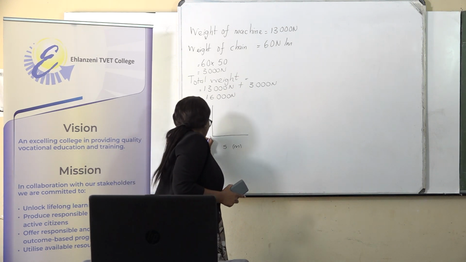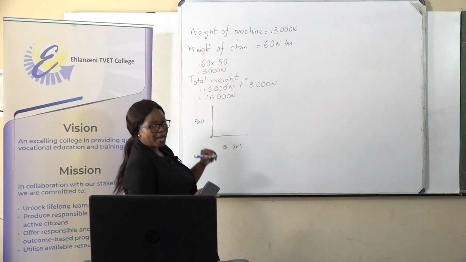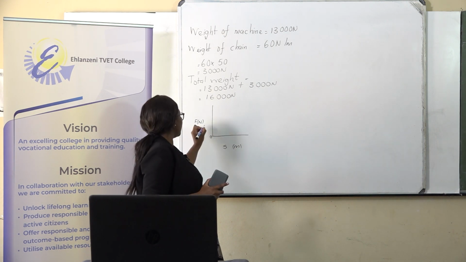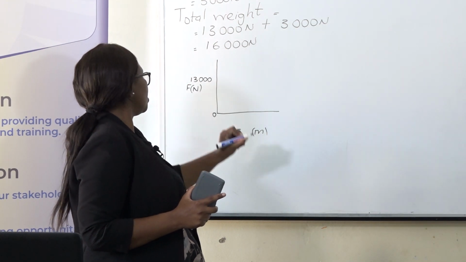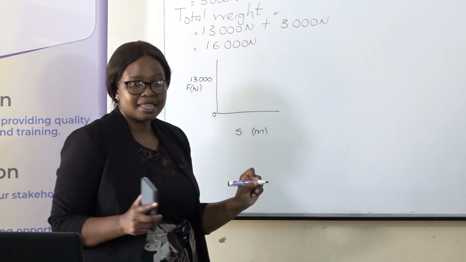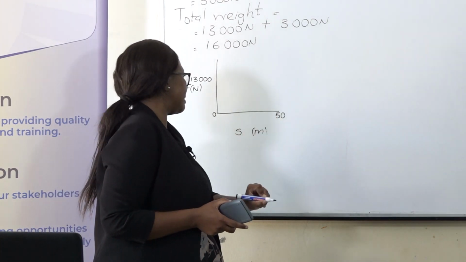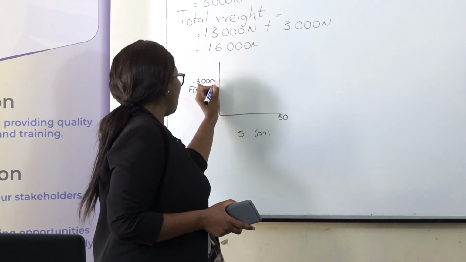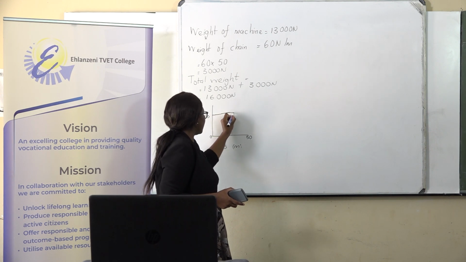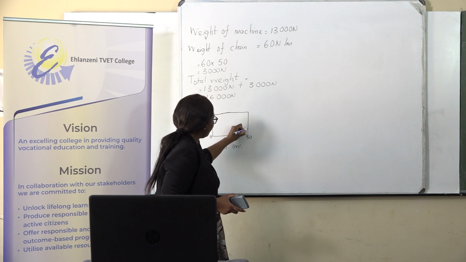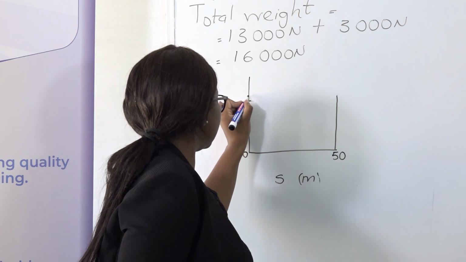And here we are going to put our weight, which starts at 0. Our total weight of the machine is what? 13,000 newtons. And the distance that the machine has traveled is 50 meters. So here we are going to put our first force and the distance that it has traveled with your pencil and your ruler, so that your diagram will come out neatly drawn.